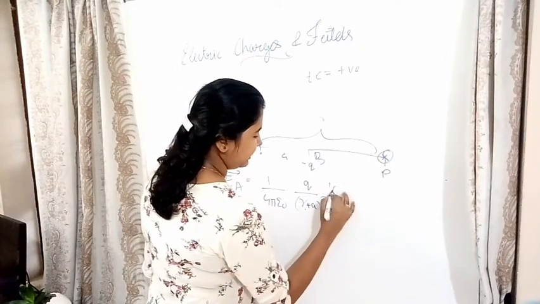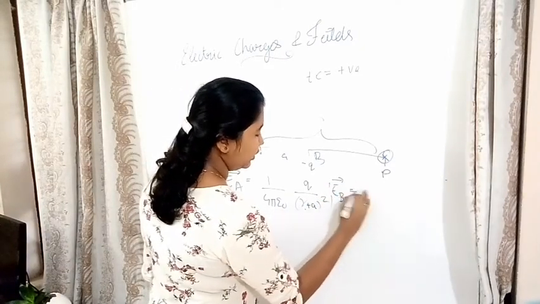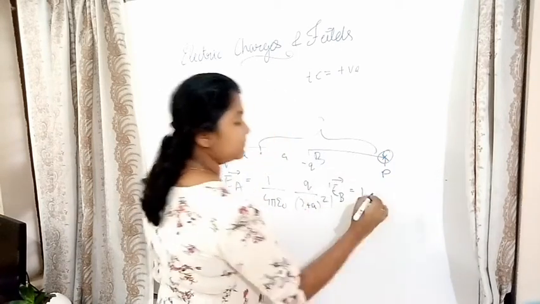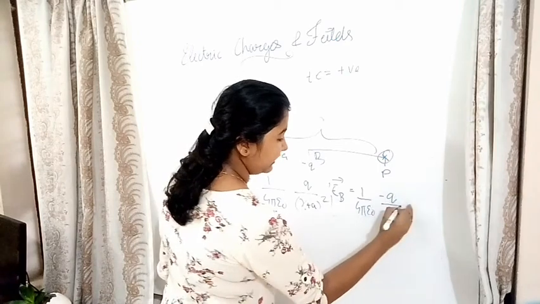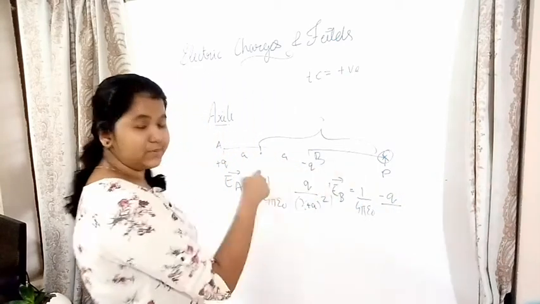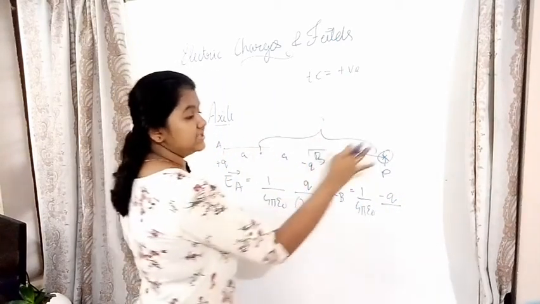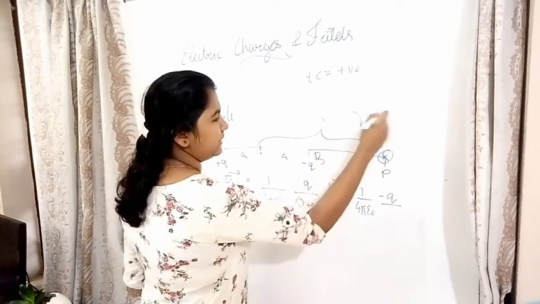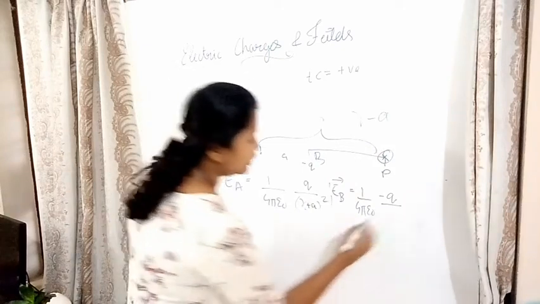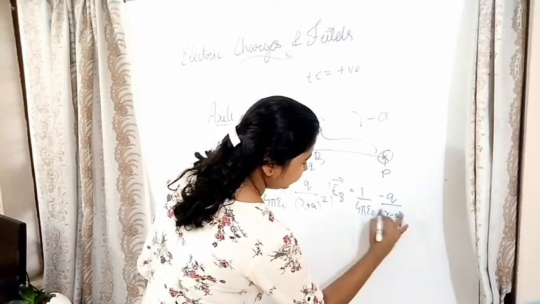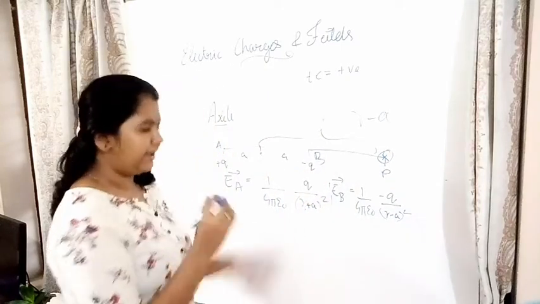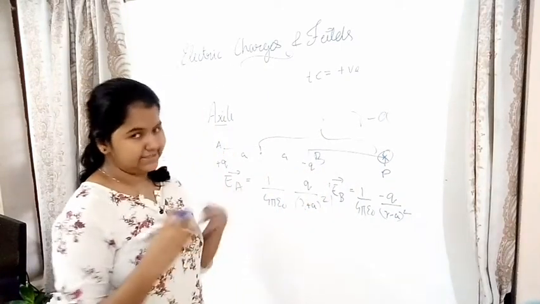In the same way, EB is equal to 1 by 4 pi epsilon 0. The charge is negative, so this is minus Q divided by the distance between these points. This whole distance is r and this is a, so the distance is r minus a. So EB is minus Q by 4 pi epsilon 0 times r minus a, the whole square.